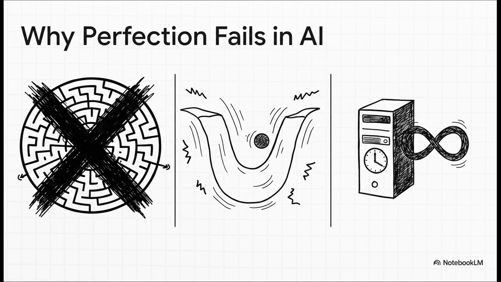But, and this is a big but, here's the problem. In the messy, super complex world of AI, this whole idea of perfection just completely falls apart. First off, for a lot of these systems, a perfect fixed point might not even exist. And even if it does, the system might never actually get there because of all the random noise and interference. Plus, the sheer amount of time and energy it would take to find that one single perfect spot could literally be infinite. It's just not practical. It's not going to happen in the real world.